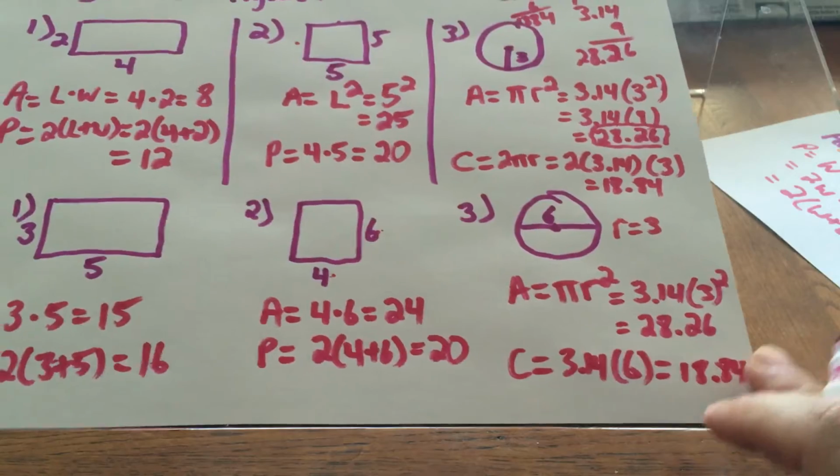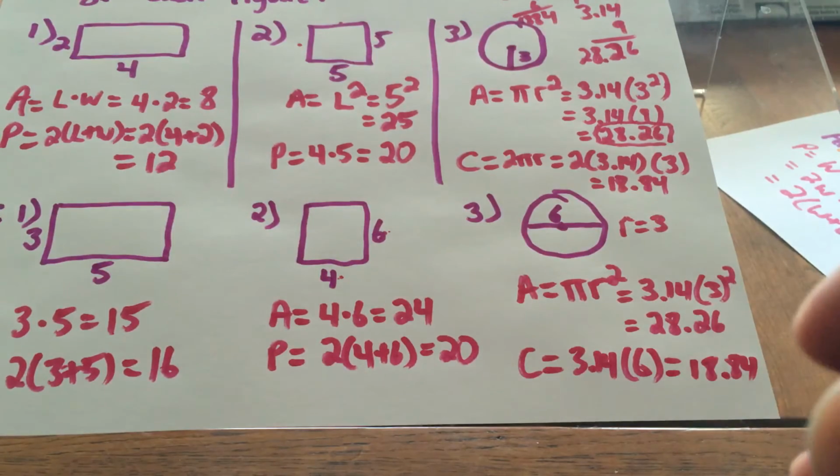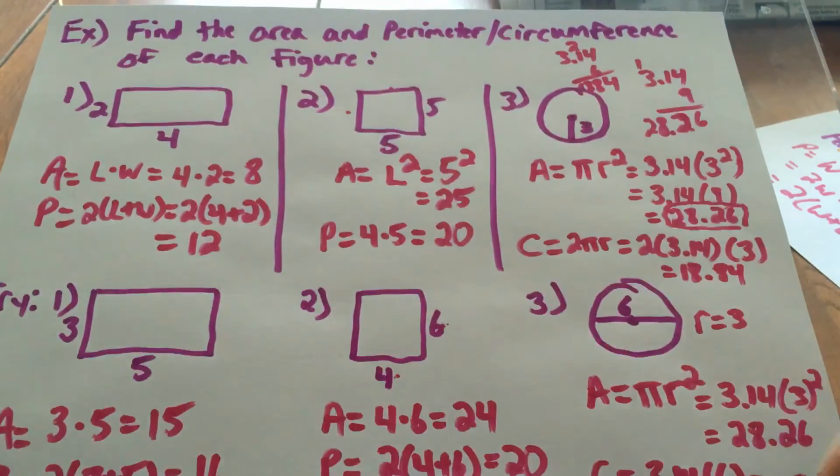Okay, so that's how you find the area, perimeter, and circumference of these different shapes. If you have any questions, bring them to class.